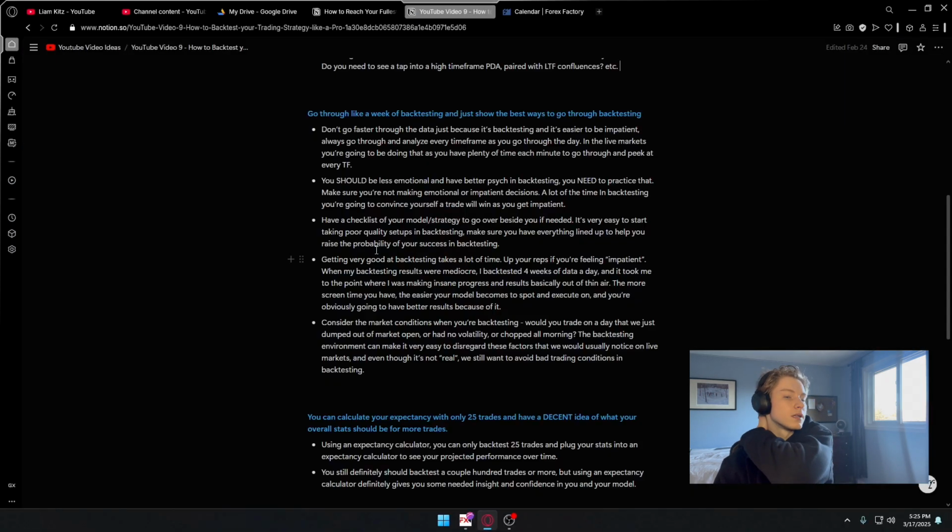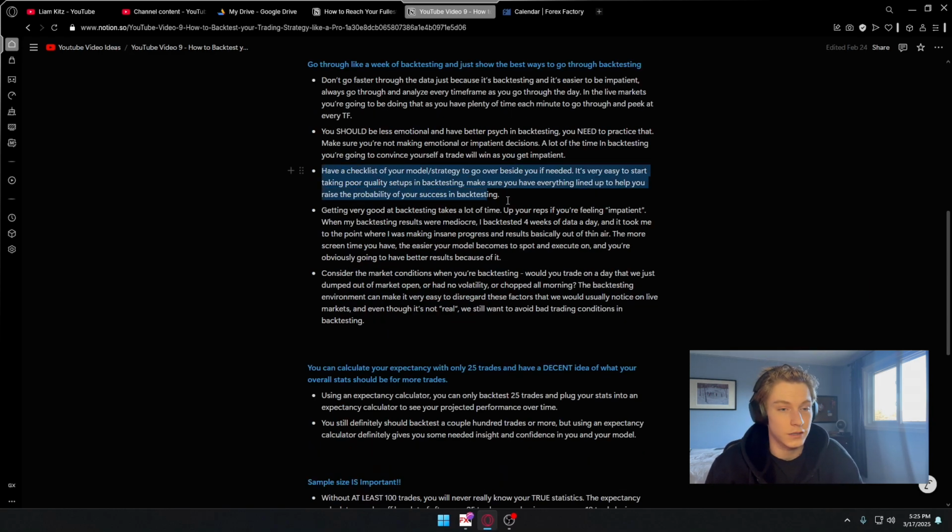Okay. Let's go on to the third part of this. Like I've been saying, have a checklist of your model or your strategy to go over beside you if you need. It's very easy to start taking poor quality setups in backtesting. So make sure that you have everything lined up to help you raise the probability of your success in backtesting, right? If you need a checklist, if you have it in your mind, it doesn't matter. Just make sure that you're actually taking the highest quality, most probable A+ setups.